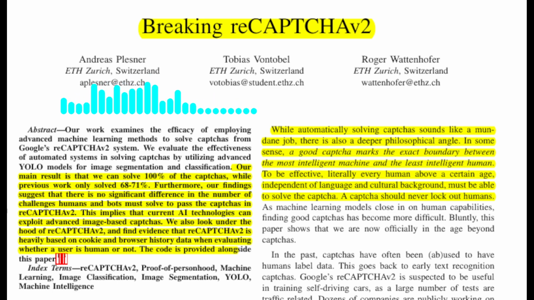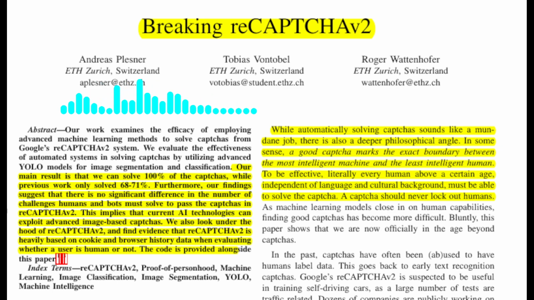What does this tell us about the reCAPTCHAv2 system? It suggests that reCAPTCHAv2 relies heavily on user data, such as browsing history and cookies, to assess the likelihood of a user being human. This reliance on user data could potentially make the system vulnerable to attacks that manipulate or spoof this data. That's a concerning finding. What are the implications of this research for the future of CAPTCHAs?